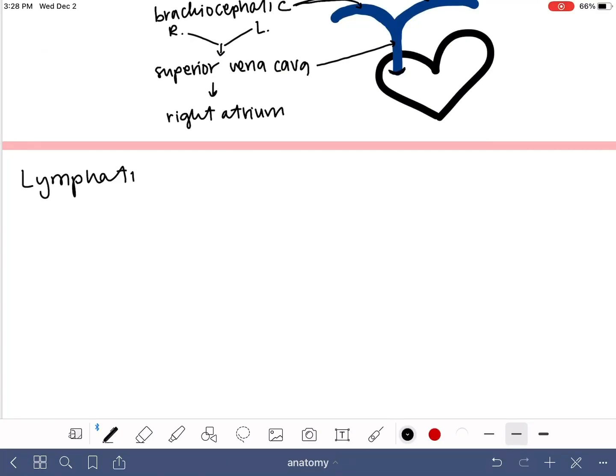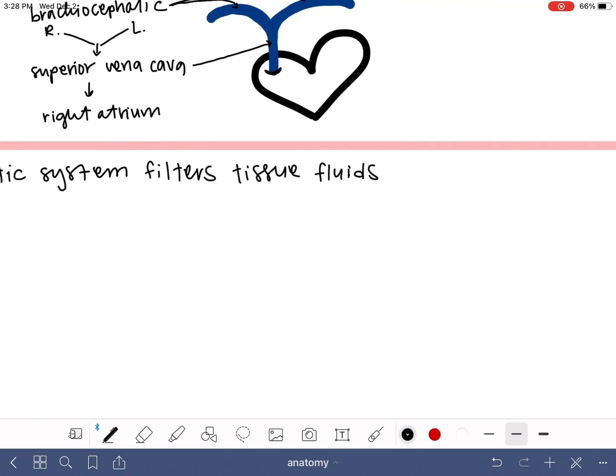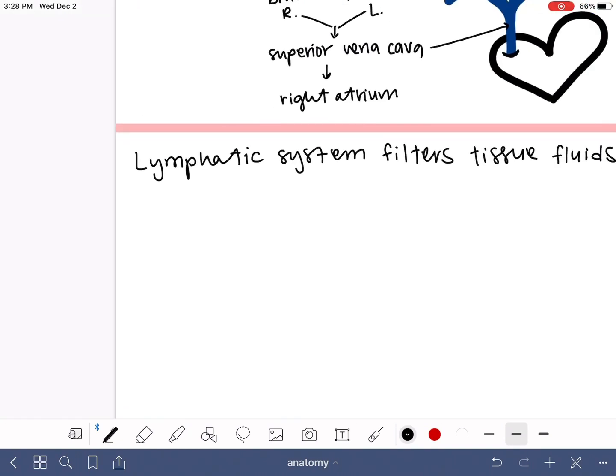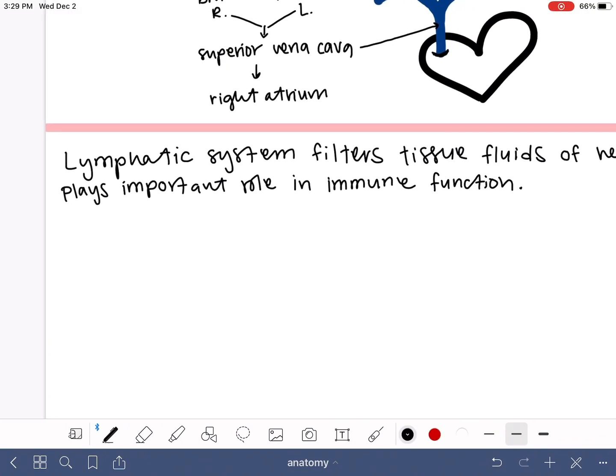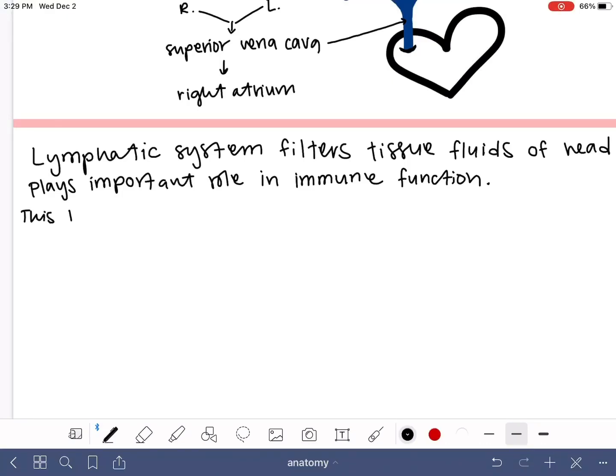Now we're going to talk about the lymphatic system, and the lymphatic system is meant to filter tissue fluids and plasma of debris and pathogens. The head and neck has a lot of vessels and nodes from the lymphatic system, and they're things that might show up on imaging. So it's important to know that they're just there. I don't think we are expected to know what they all are.